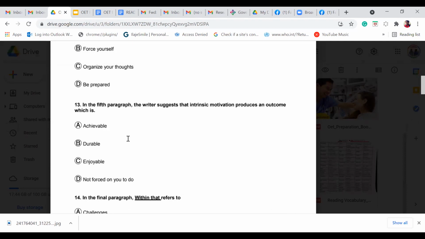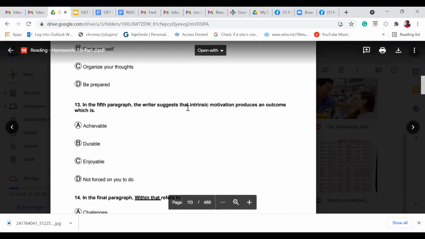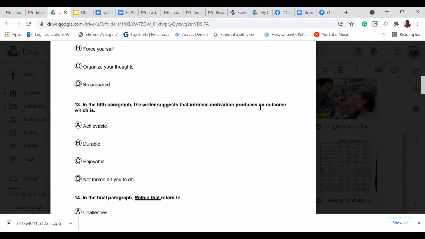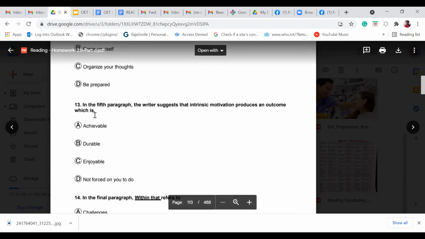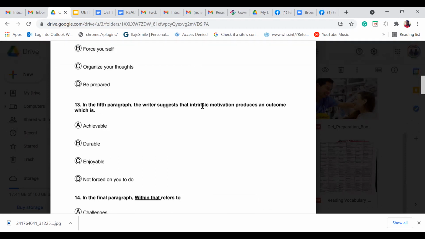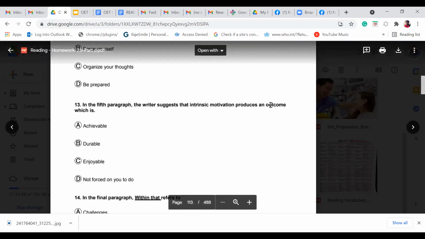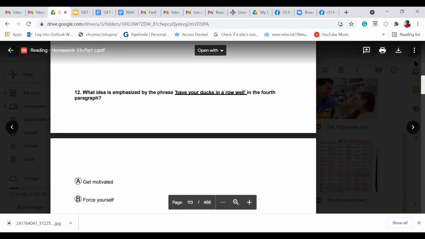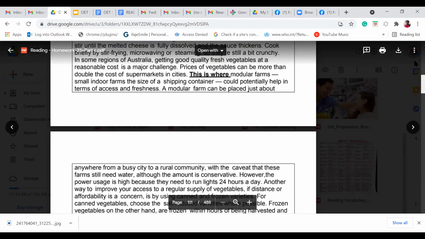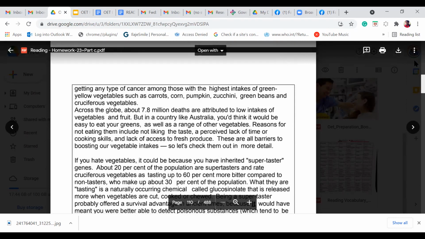Question 13, in the 5th paragraph, the writer suggests that intrinsic motivation produces an outcome, which is... So understand the question. Don't just rush to get the answer. Intrinsic motivation, what's your keyword there? Intrinsic motivation produces an outcome. What outcome? Achievable, durable, enjoyable, not forced on you. So let's go to the 5th paragraph. Travel with me to the 5th paragraph.